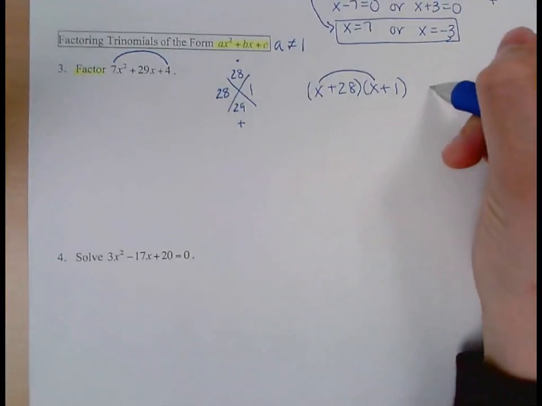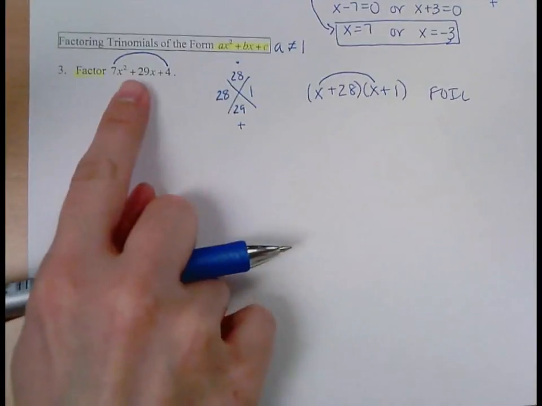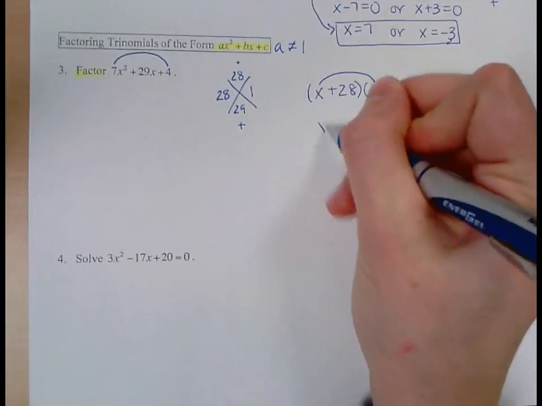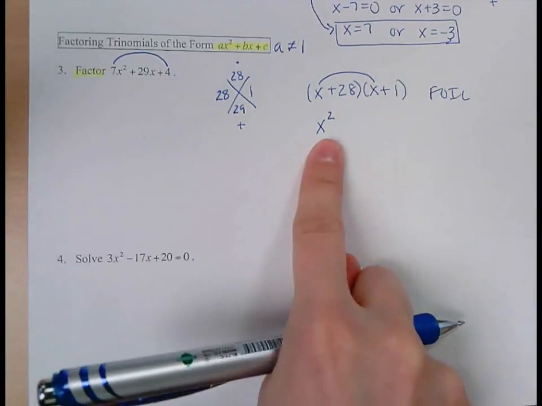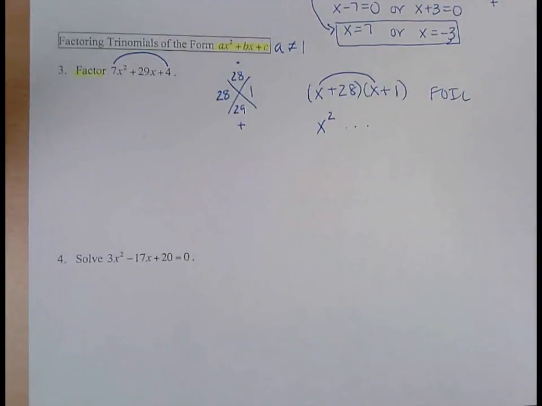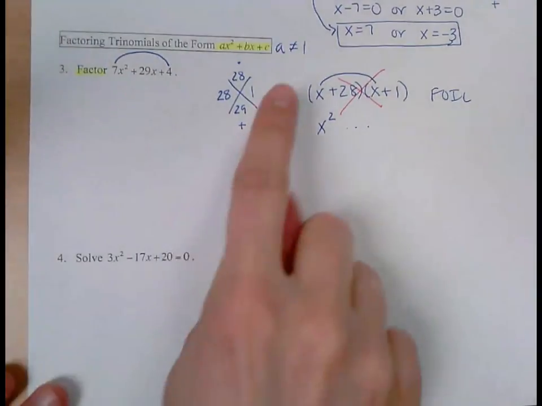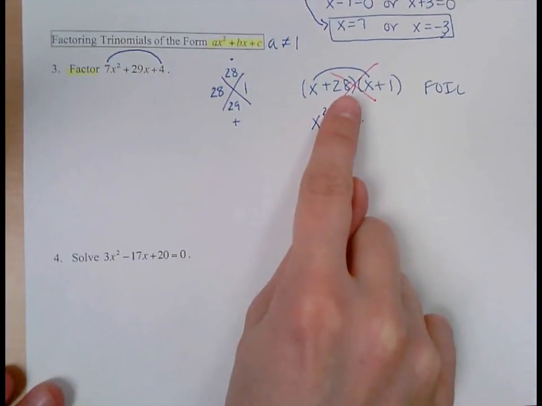Right, if I go ahead and FOIL this, because I can check it by foiling, I should get back to here if it's right. But when I FOIL this, x times x is x squared. I need a 7, and I don't have a 7x squared. So it doesn't even matter what the rest of this is, it's not right. Okay, so there is a difference when your a value is not 1, you don't just go straight to here.